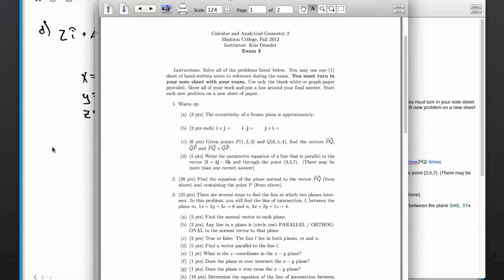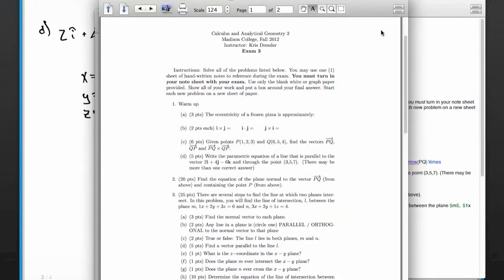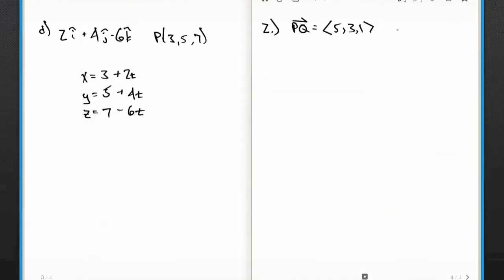All right, what's next? Find the equation of the plane normal to vector PQ from above and containing the point P from above. So vector PQ was, I'm going to do this over here. This is number 2. PQ, if I recall, was 5, 3, 1. And the point P, I believe, was 1, 2, 3. So P is the point 1, 2, 3.